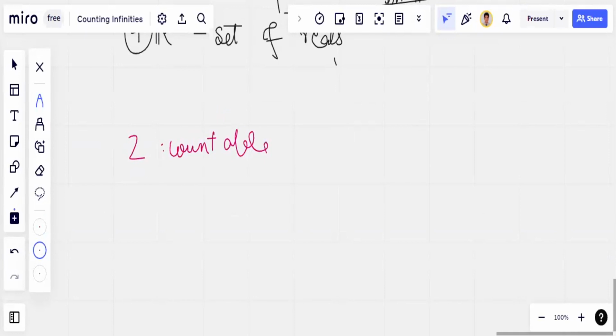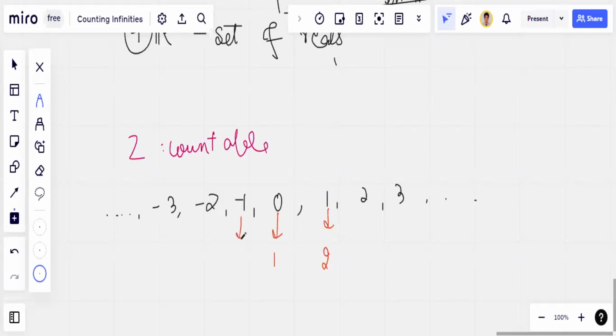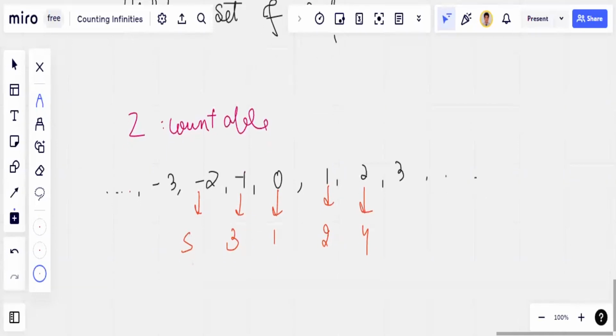You can take 0, then 1, -1, 2, -2, and so on. Yes. So what you can do is this looks something like -3, -2, -1, 0, 1, 2, 3, and so on. So you can map this to 1, then you map this to 2, map this to 3, then you do 4, 5, and you can eventually map everything. So Z is countable. Okay, nice.